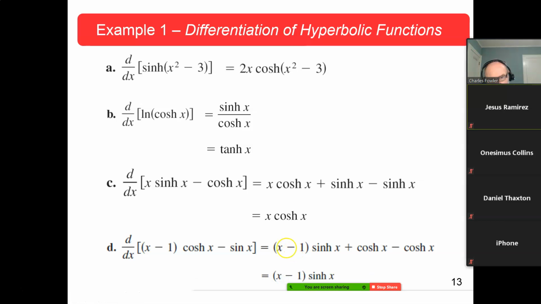Now it disappeared. X minus 1 times hyperbolic sine. You just have to go back and make sure you use the right derivatives, the right signs on your derivatives. That's the only difference here. All the other rules apply.